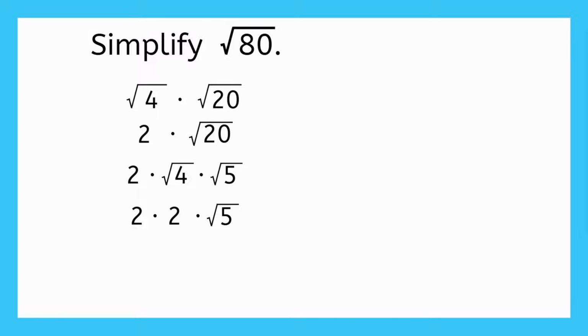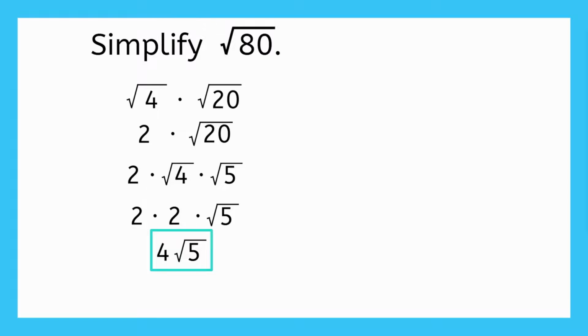5 is not a perfect square, and it doesn't have any factors that are perfect squares, so it is already simplified as much as possible. But these 2's multiplying in front of the radical can be simplified. They need to be multiplied together, resulting in our final simplified answer of 4 square root of 5.